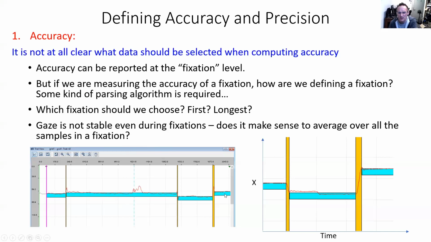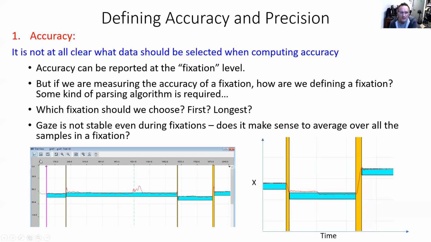The last one? Is that the best representation of giving them all the chances they have to make corrective saccades? Or should we just choose the longest one? And if we're going to choose one fixation, then how are we defining a fixation? Because how we define a fixation is going to have a huge impact.